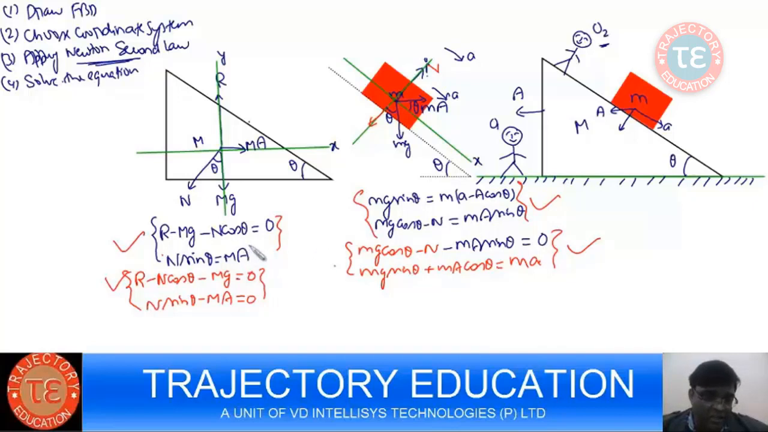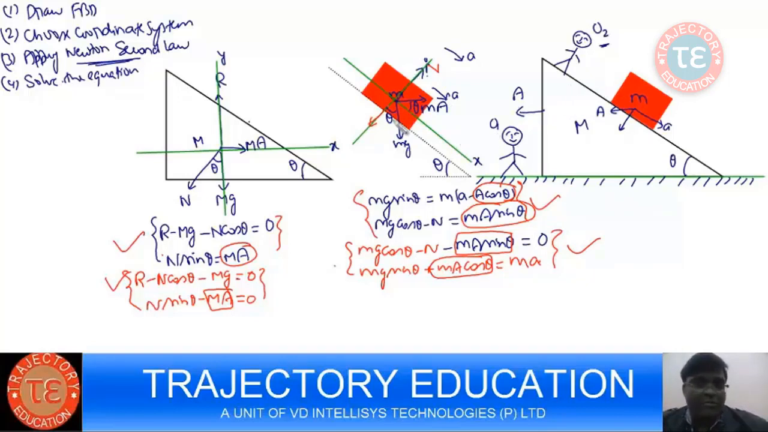But the physics behind these equations is entirely different. Here this ma is an effect, not a force, whereas here this ma is a force. Here this ma cos theta is an effect, whereas this ma cos theta is the force. This is acceleration, this is force. Here this is effect, effect means acceleration, whereas here it is cause, force. So the physics is entirely different. The answers you will get are the same.